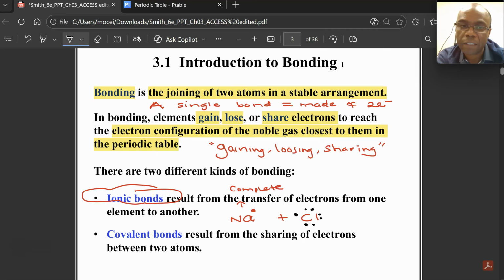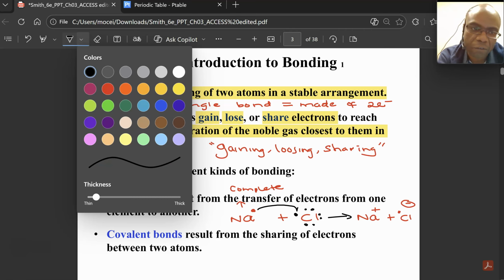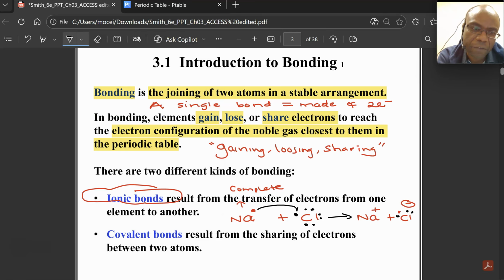We've covered this. So when this electron is given to chlorine, because it's more electron wanting, we say it's more electronegative. The sodium will be 1 electron less, so we put a plus charge. The chlorine will have 1 electron more, so we'll put a negative charge. The other electrons are still there. So we are showing the red electron right here that was added, and this is a product made of metal and non-metal.